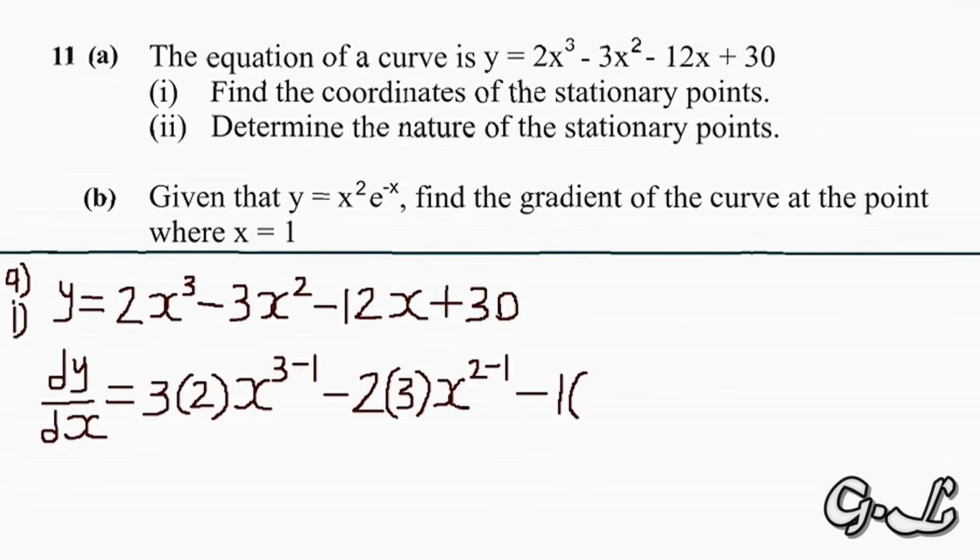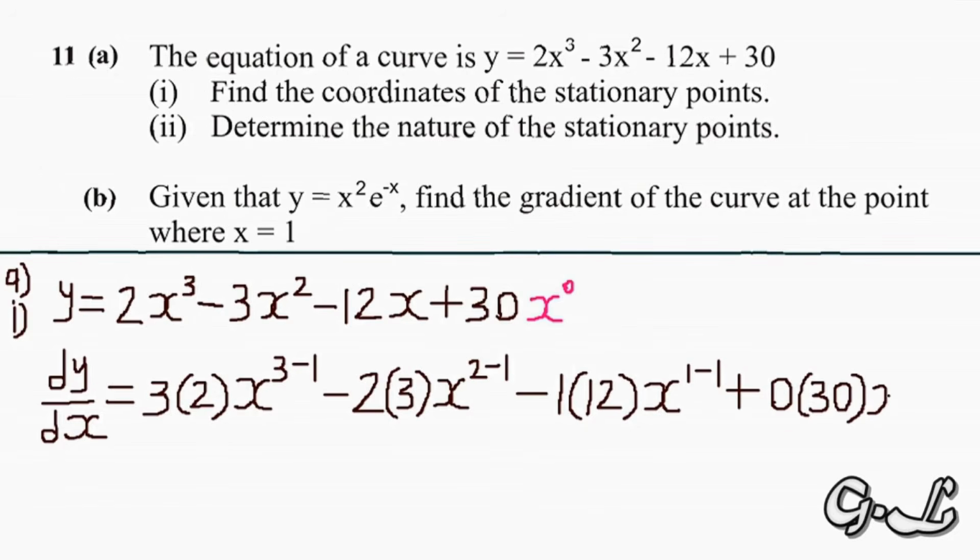x has the power 1, so that is the reason why we are multiplying with 1: 1(12)x^(1-1). Then plus 30. In such a case, 30 has the variable x to the power 0, so when you multiply by 0, it will be 0(30)x^(0-1).